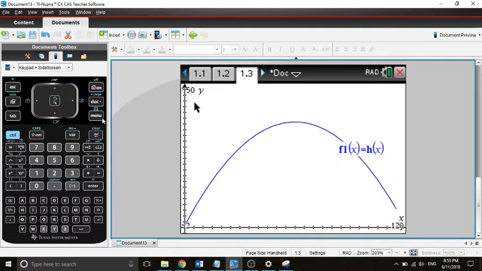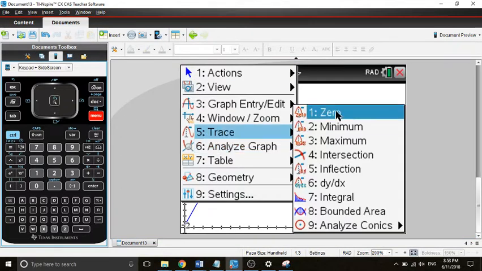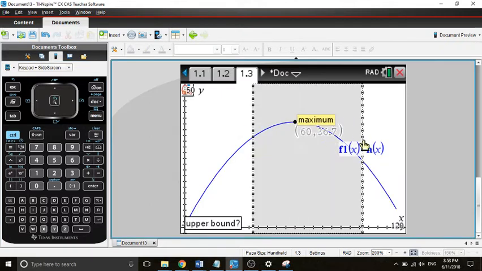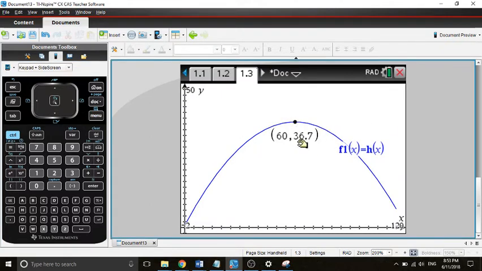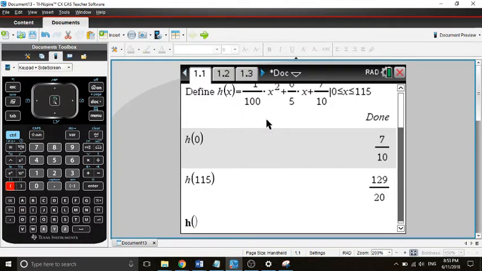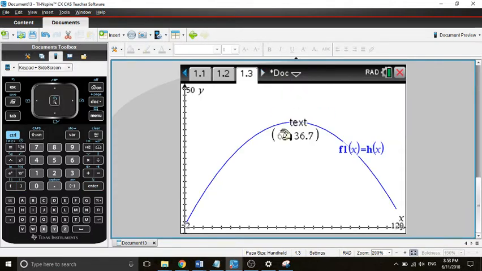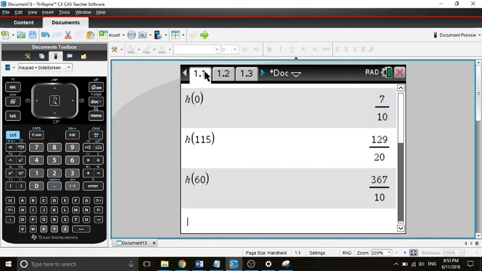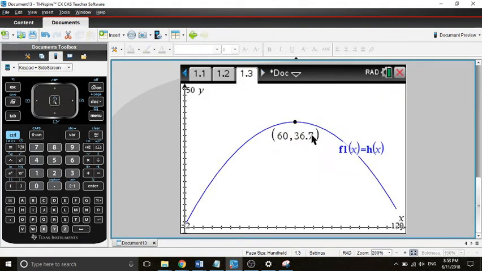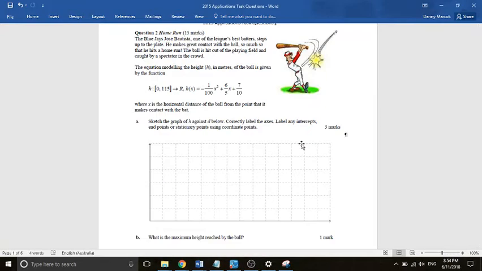We need to find out our maximum. Let's see if the graph lets us find a maximum with exact figures. No, that's not what we want, but it gives us an idea. It tells us it happens at 60. So what we can do now is go back to here, h of 60, and it tells us that it is 367 over 10. So that's what we put down. So we put down 60, 367 over 10. Mind you, 36.7 is exact. Okay, so that's done.